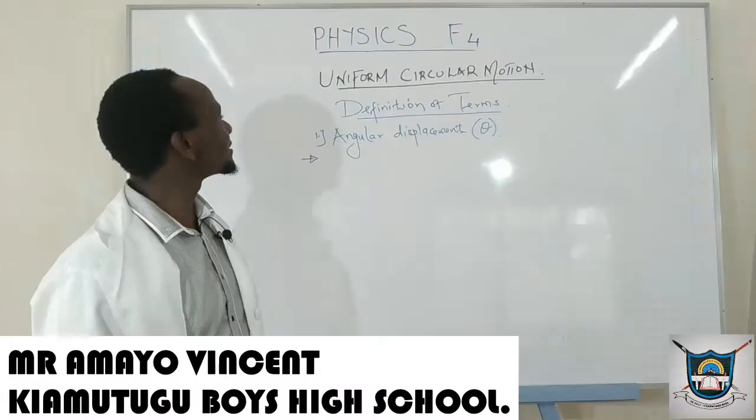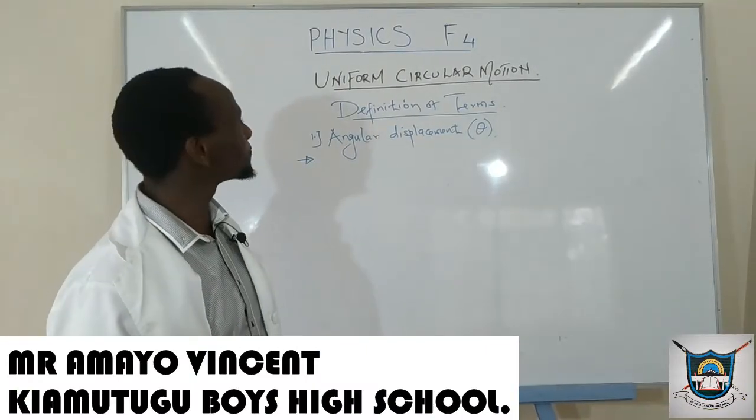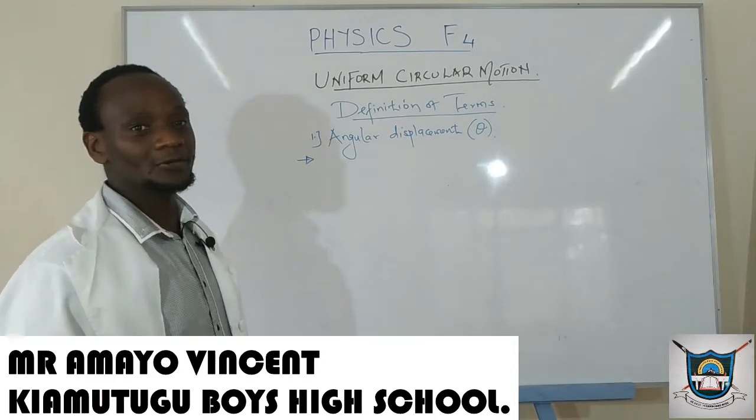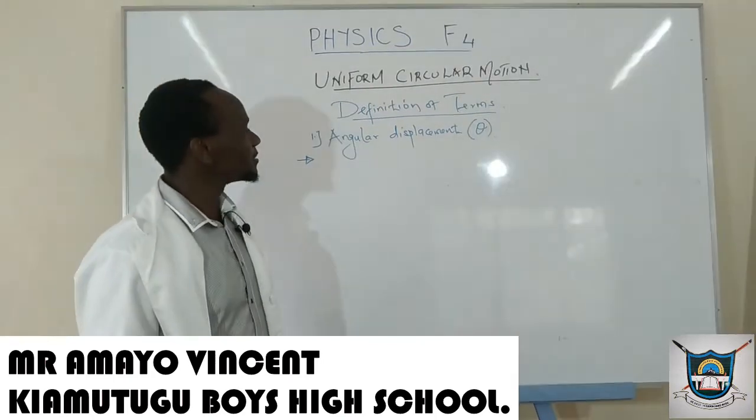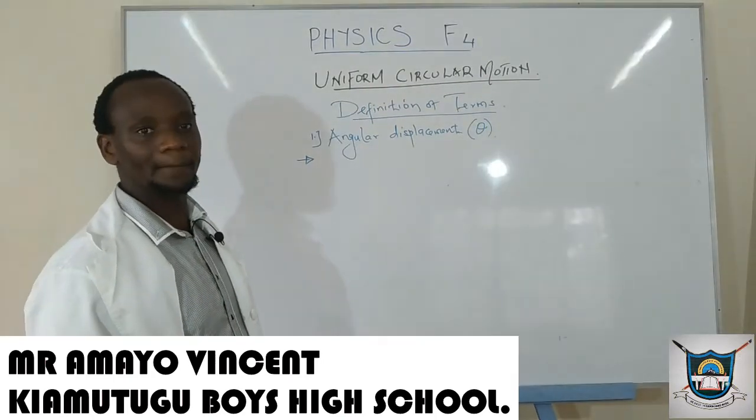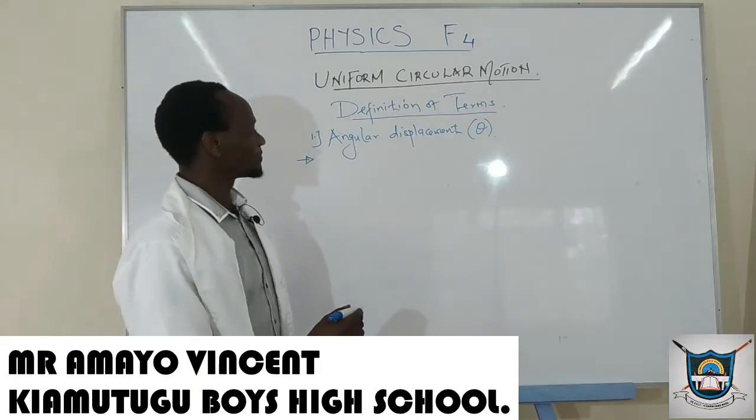Welcome to our class, Form 4 work, Uniform Circular Motion. Today we want to start with the definition of terms. The first term is angular displacement.